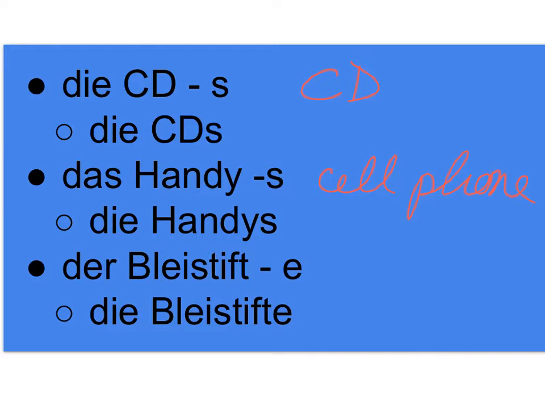Try the next one. Der Bleistift. Try again. Der Bleistift. You remember what that one was? That one you saw today. It's not graphite, but lead. Yep, it is a pencil. Sometimes they just shorten it up to Stift, and that's a writing utensil of some type. So the plural is die Bleistifte. Try that, die Bleistifte. Good.